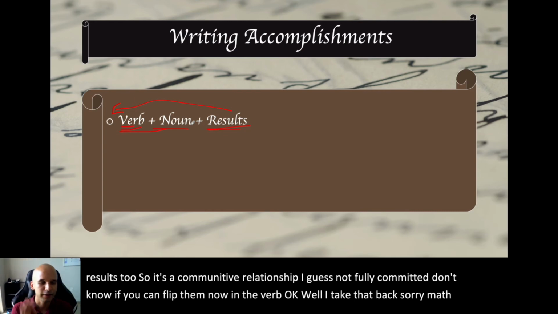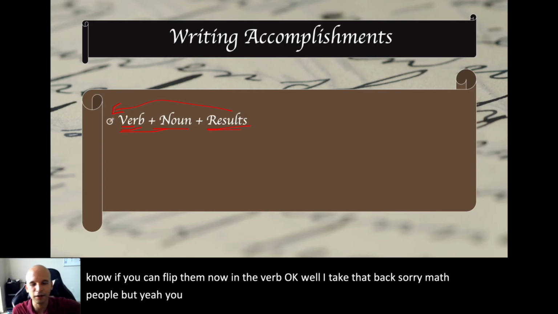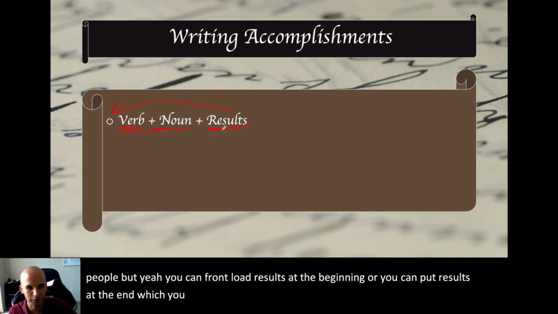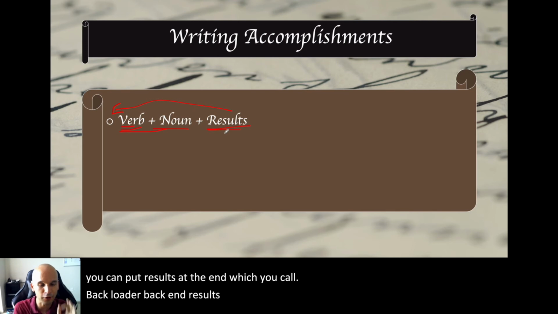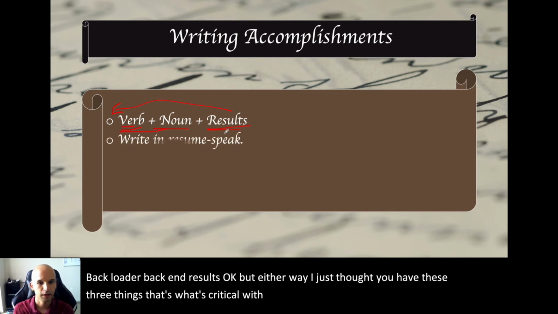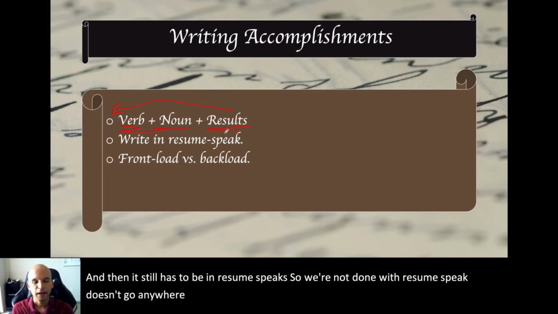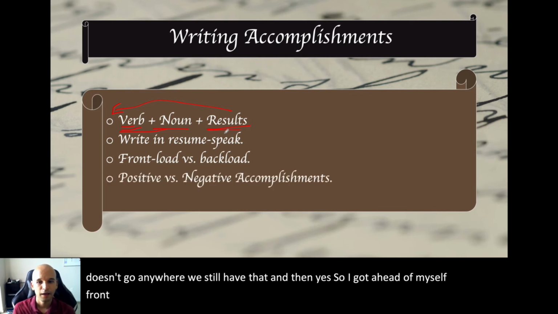But yeah, you can front load results at the beginning, or you can put results at the end, which you call backload or back end results. Either way, as long as you have these three things, that's what's critical with accomplishments. And then it still has to be in resume speak. We're not done with resume speak. Resume speak doesn't go anywhere. We still have that.